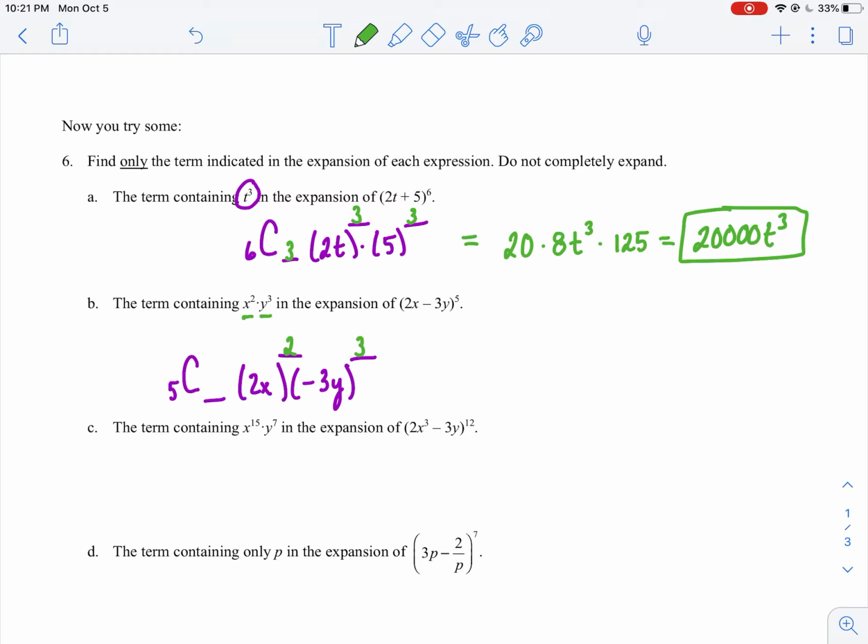So I'm good to go. I know that this is going to match this, right? So therefore, if that's a 3, that's a 3. And so there it is. I've got it. So that's the term that has x squared y cubed. So now the only thing left to do is multiply it out.